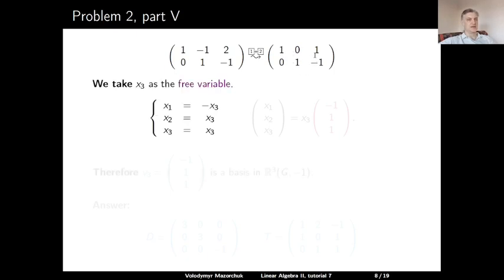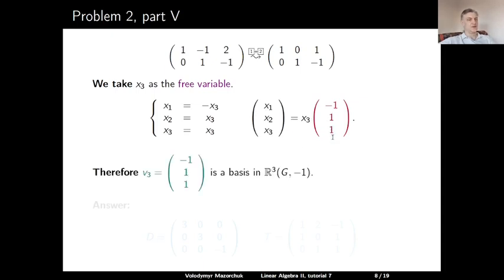So we take x3 as a free variable, and from the first row we have x1 is equal to -x3. From the second row we have x2 is equal to x3, and for the free variable we have x3 is equal to x3. In the vector form, x1, x2, x3 is equal to x3 times -1, 1, 1. Therefore, the vector -1, 1, 1 forms a basis in the subspace of all eigenvectors for G with eigenvalue -1.